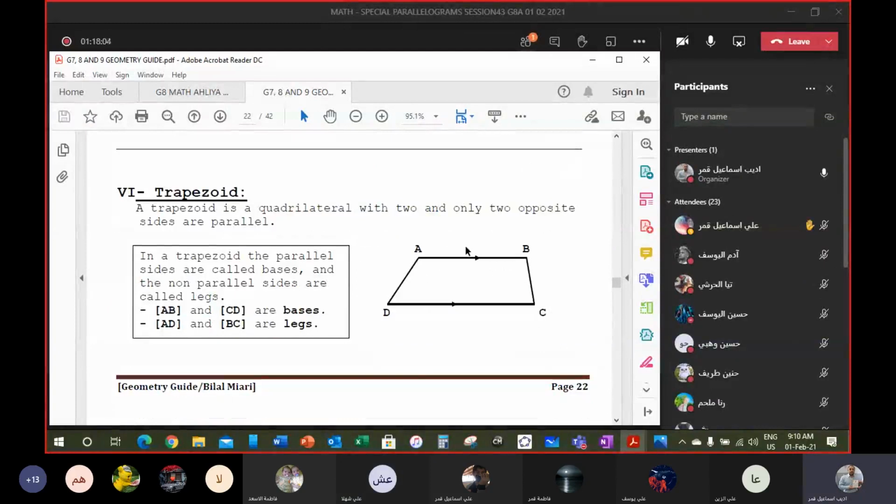How do you define a trapezoid? A trapezoid is a quadrilateral with two and only two opposite sides parallel. Look at this figure ABCD. Is it visible in front of you? Okay. We have in this quadrilateral AB is parallel to DC only.